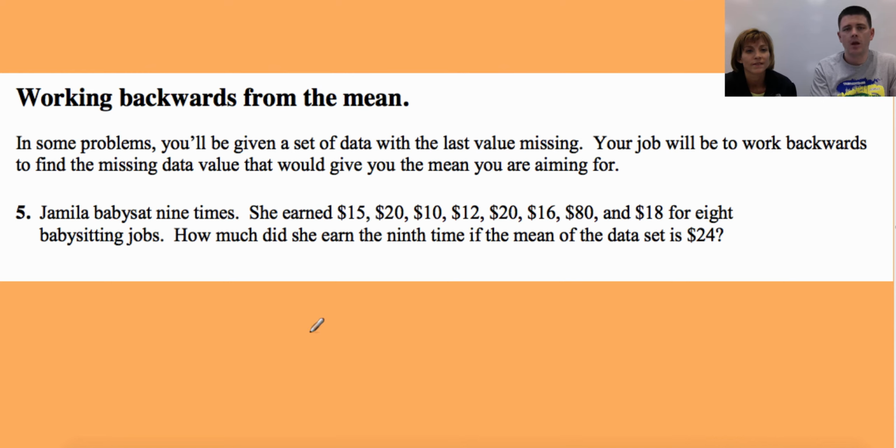All right, now it's time to work backwards. This time, it says Jamila babysat 9 times, so she earned money 9 different times. They give us a lot of what she earned for each of those times, but that's only 8 of them. They tell us that the mean of the data, the mean of what she earned for each of those jobs, is 24. So in this case, we have to work backwards and figure out what she earned the 9th time to get that average of 24.